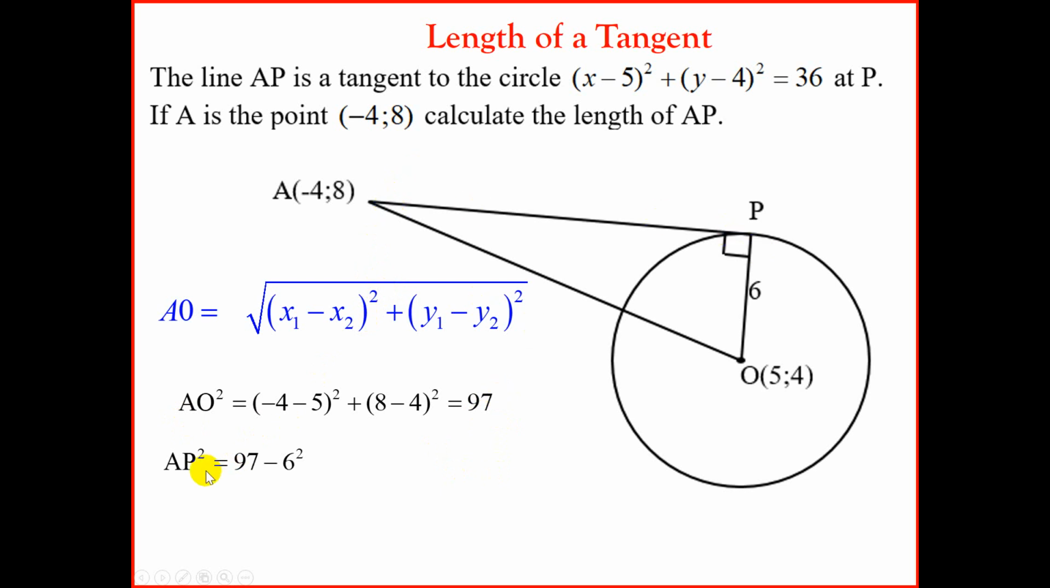So AP squared will be equal to AO squared, which is 97, minus PO squared, which is 6 squared. Remember, we are finding the length of side AP. So our hypotenuse is 97, and we have a side with 6. So our reason for that is Pythagoras, and if we work that out, that will give us 61. And to find AP, that will give us the root of 61, which is the length of our tangent.